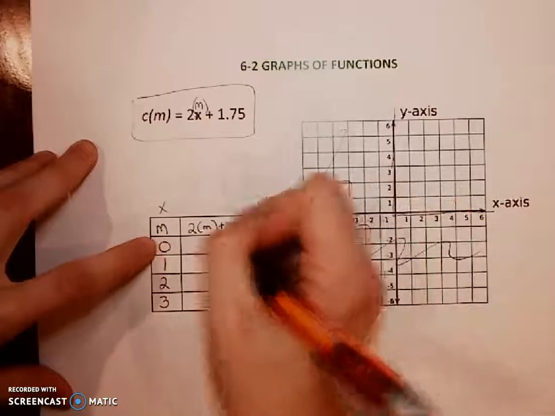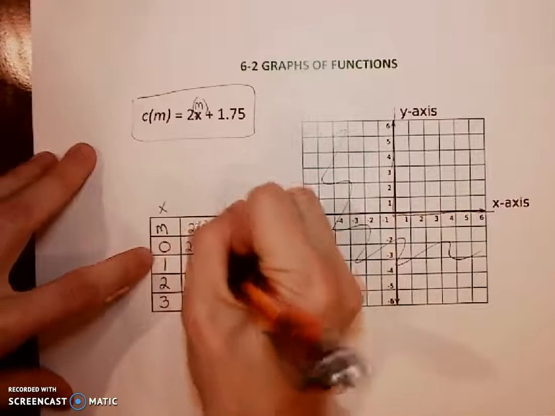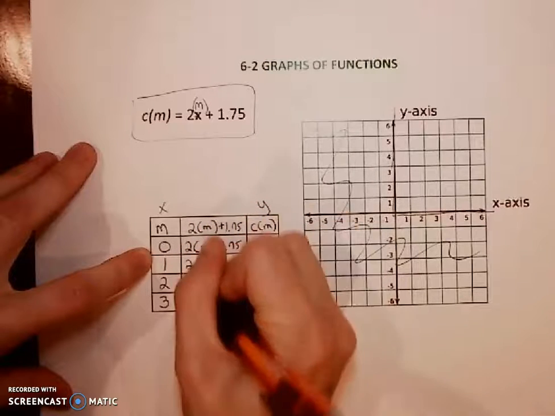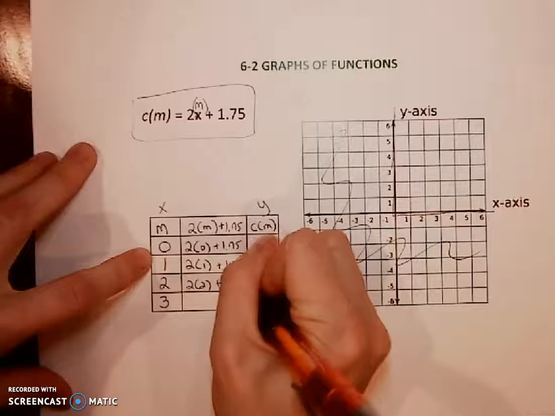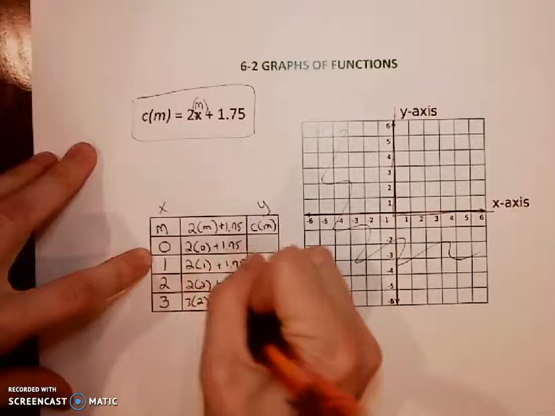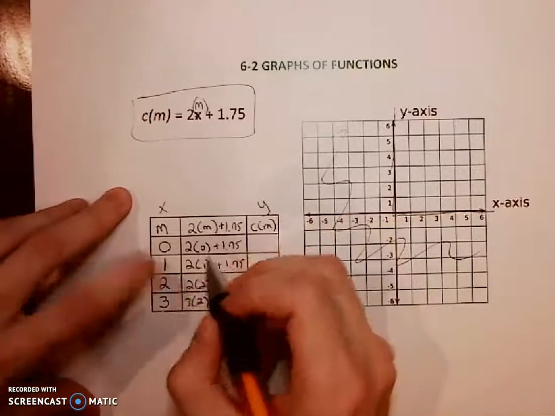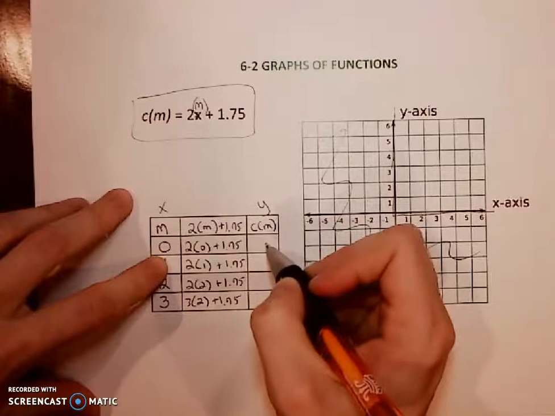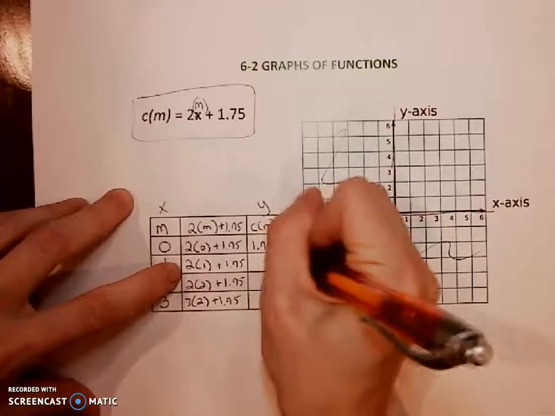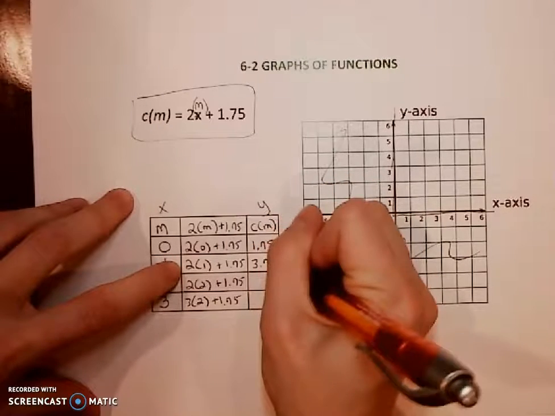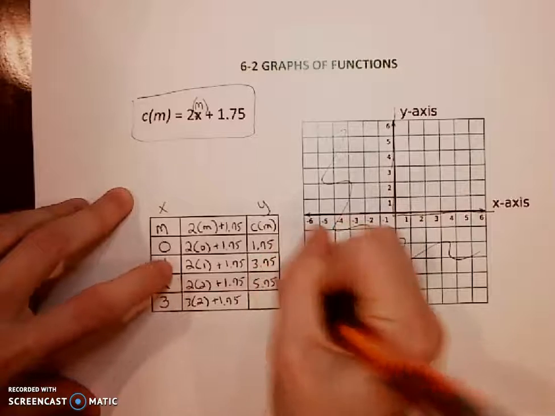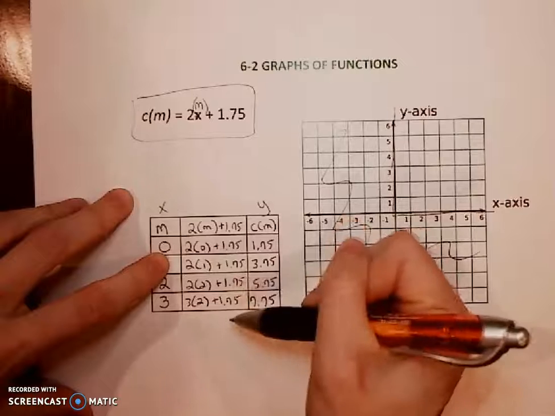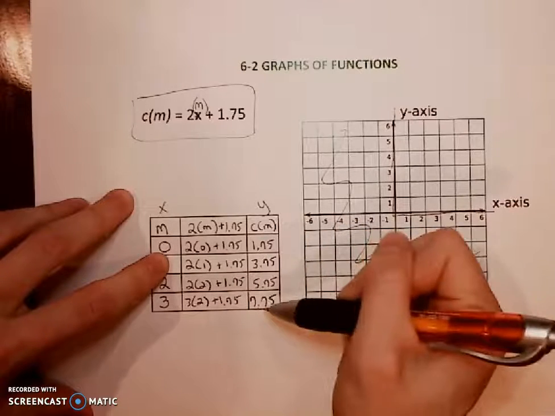So all I'm going to do here then is substitute, okay? So 2 times 0 plus $1.75, 2 times 1 plus $1.75, 2 times 2 plus $1.75, 3 times 2 plus $1.75. And then I'm just solving these. So again, I'm inputting m or x, and my output, my answer is going to be y or c of m. Okay, so when I solve this, I get $1.75, and then here I get $3.75, $5.75, and $7.75. All I did was multiply these first two numbers and then add $1.75. So 3 times 2 is 6, plus $1.75 is $7.75.